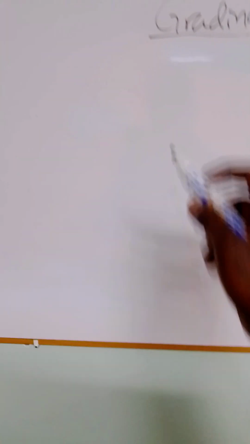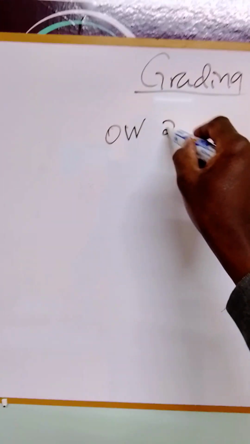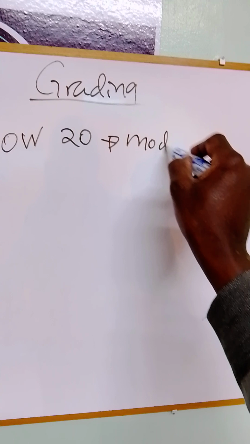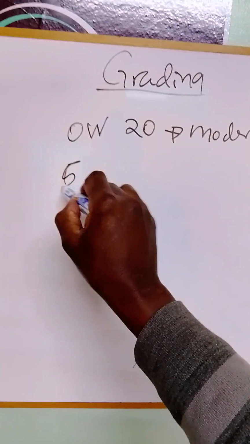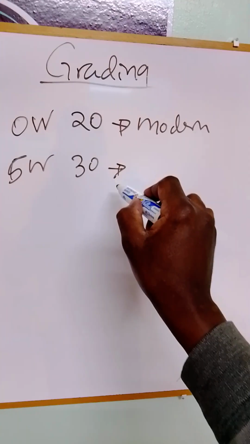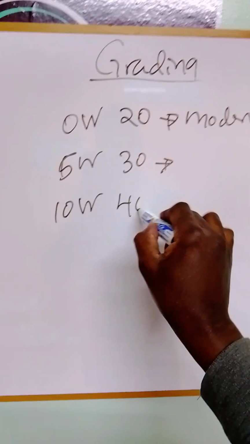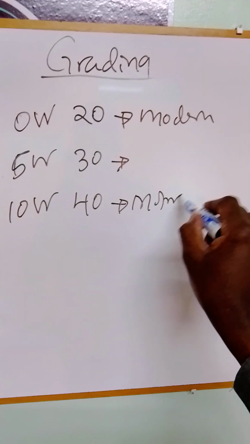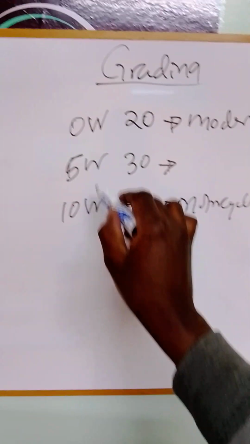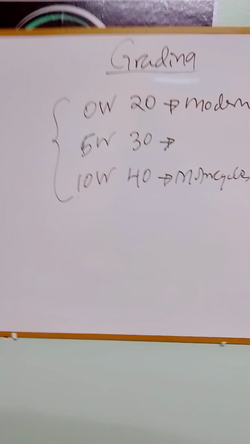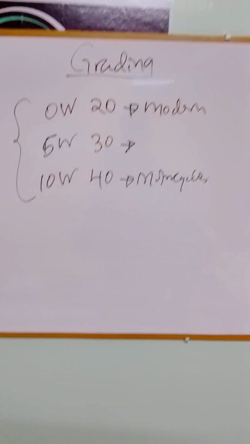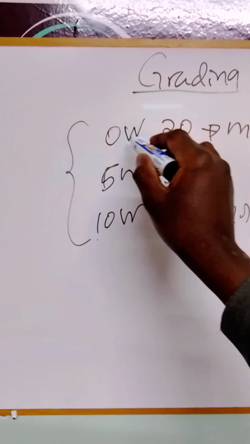But now for the other classification, we normally have figures such as 0W20, 10W30. The commonest I'm seeing around is 0W20, used in modern vehicles. Then we have 5W30, which is also very common for automotive use, especially in our country. Then there is 10W40, used by most motorcycles and even some automotives. These are the three most common engine oil gradings that I see on our Kenyan roads.